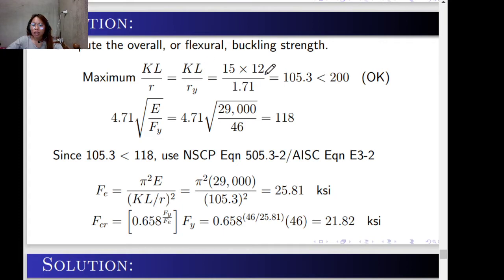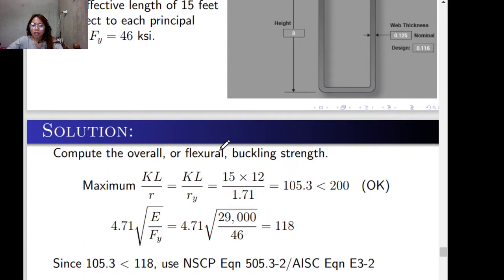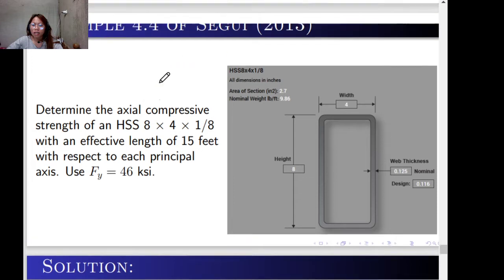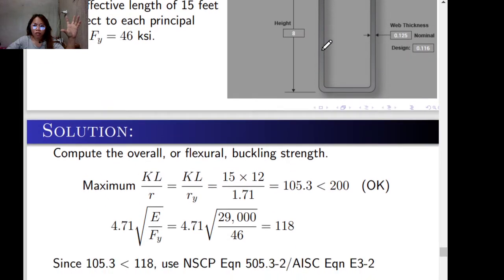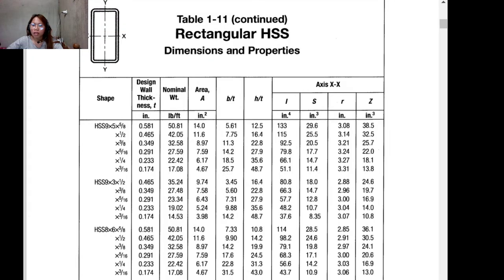And L, since this K is not given, it was not indicated, you assume that this is 1.0. So perhaps the connection is pin to pin. So this is K equal to 1.0. Then L, this is in feet, so to convert to inches, times 12. So R sub Y, this is from the table.